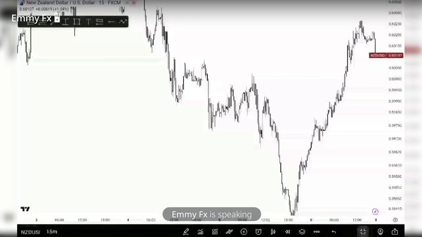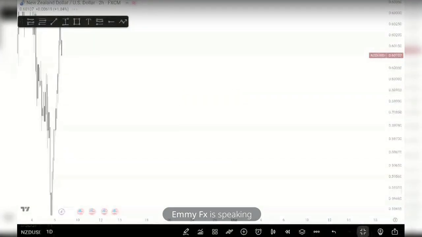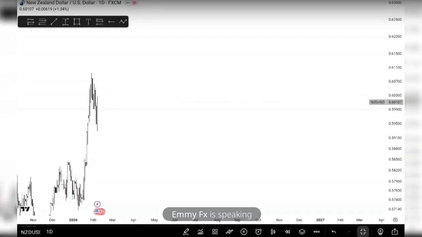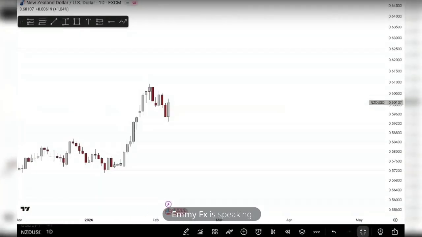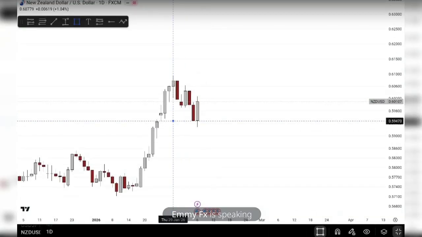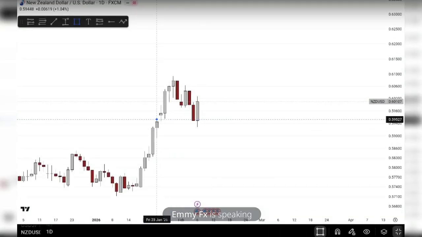So I would love for us to go to the daily time frame to do some top-down analysis. Let's check whether we can have an entry pertaining to this pair. What I'm seeing here is price reacting from this zone. So price is reacting from there.